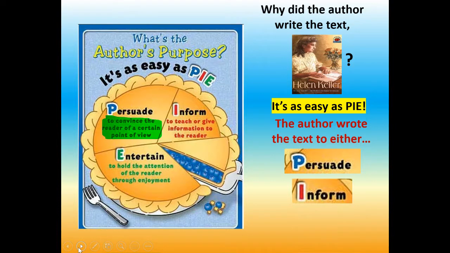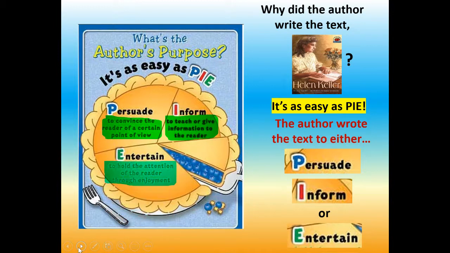or the author wrote the text to inform, I stands for inform, to teach or give information to the reader, or the author wrote the text to entertain. E stands for entertain, to hold the attention of the reader through enjoyment. So, why do you think the author wrote Helen Keller? To persuade, inform, or entertain?